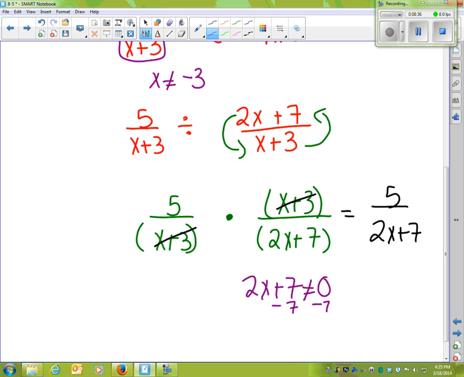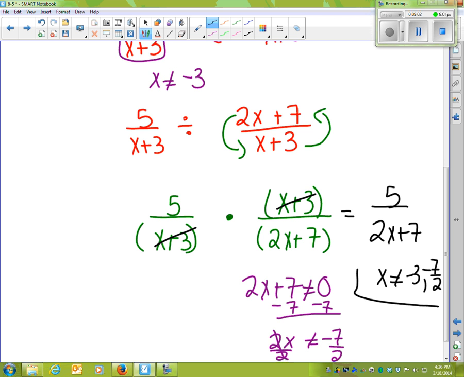Subtract the 7. 2x cannot equal negative 7, and divide by 2. If they ask you to state restrictions, look back. Anytime something was in the denominator, you need to restrict it. So x cannot equal negative 3 or negative 7 over 2. And that would be your final answer.